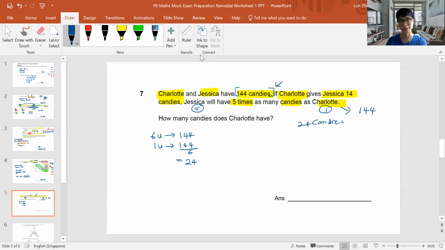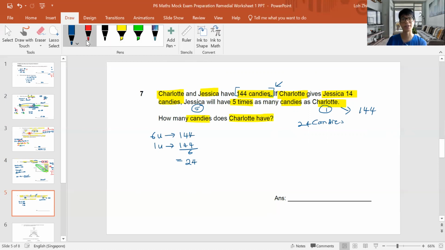24 candies now. But this is after. Now, the question asks, how many candies does Charlotte have? Can I say that 24 is the answer, because Charlotte gave Jessica 14 candies already, that's why now Charlotte has 24? Can I just say that?